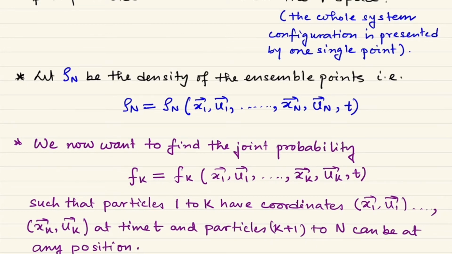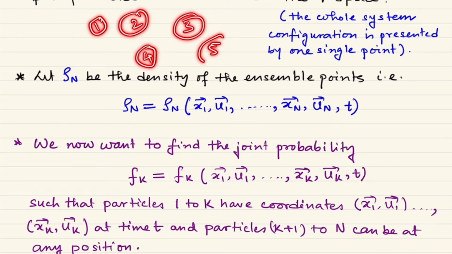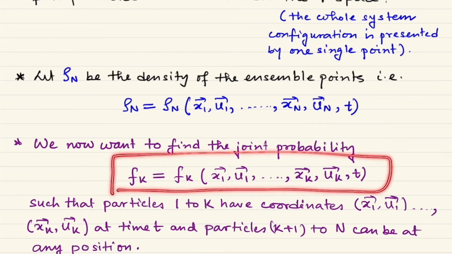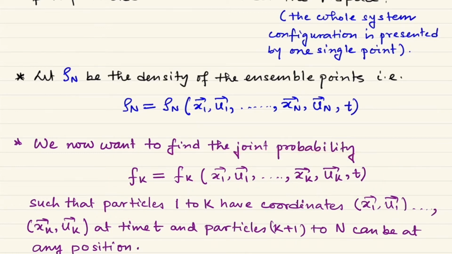this is simply the probability that the particles 1 to k have coordinates x1 u1, and so on. For example, if we label the particles 1 2 3 4 like this, then this joint probability distribution says that particle 1 is at x1 u1 at a given time. Okay, we are talking about something occurring simultaneously, and particle 2 will be at x2 u2, particle 3 will be at x3 u3, and particle k will be at xk uk.